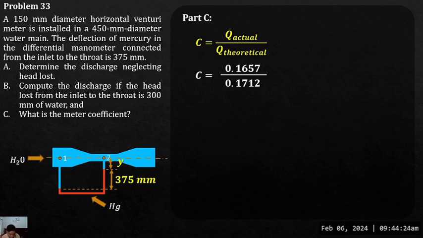Okay, so C natin is 0.968. Answer for letter C. So kindly take a screenshot.